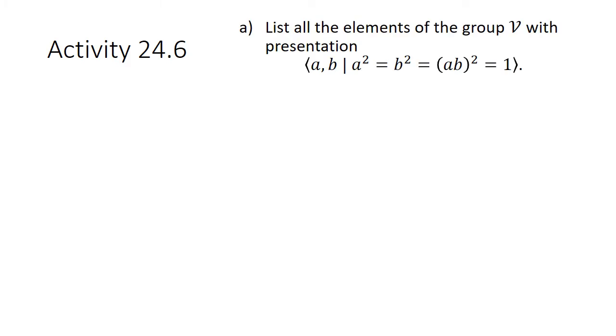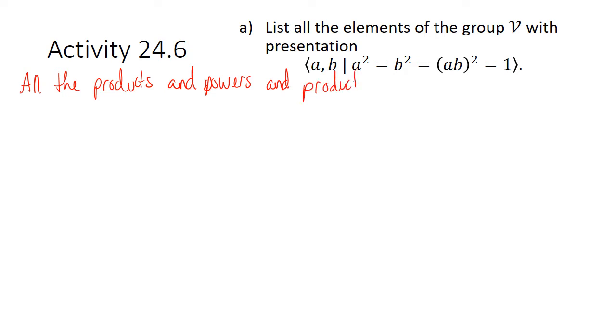Okay, so let's go over part A here. Part A is deceptively difficult because we're looking at these two elements A and B, and you could combine those two elements in any way. So what you need is all the products and powers and products of powers of A and B, and that's obviously infinitely many of them.